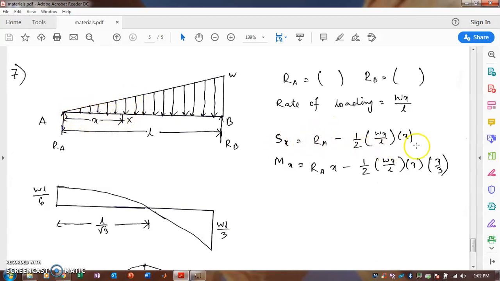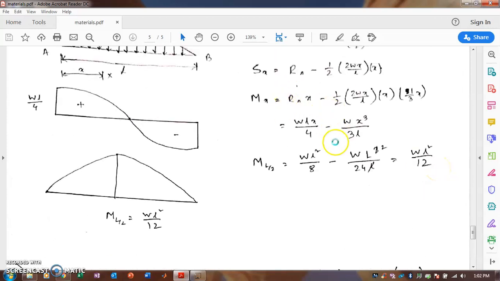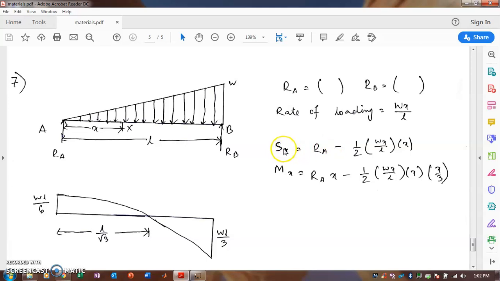So this will be the shear force at point X, and for bending moment, you need to multiply the forces with their distances. So the force is Ra and the distance is X, and here the total load is this, and it acts at a point X by 3 from X. So you need to multiply this from X. The same procedure as the previous one. So here shear force is a second order equation of X, and bending moment has a power of X of 3. So it will be a parabolic curve and a cubic curve.